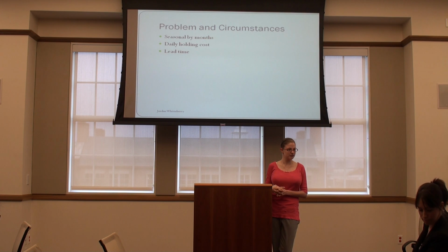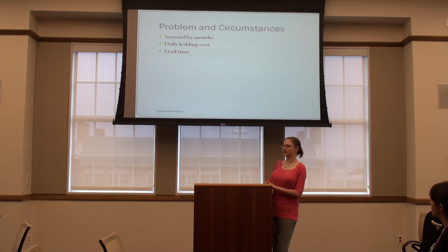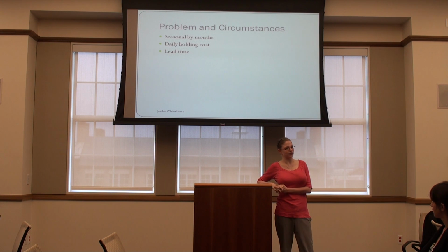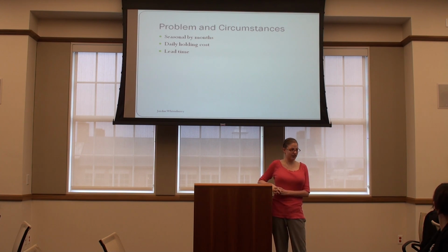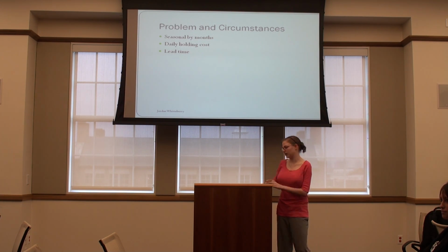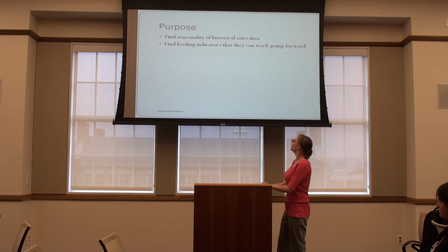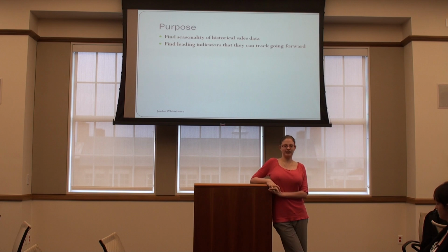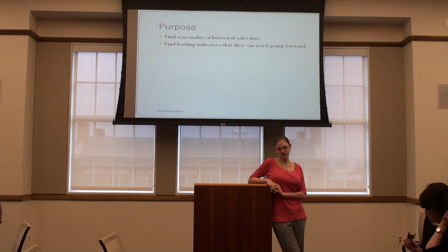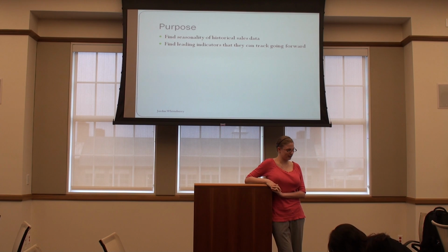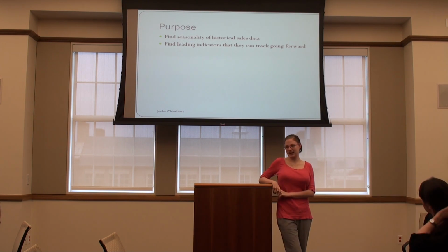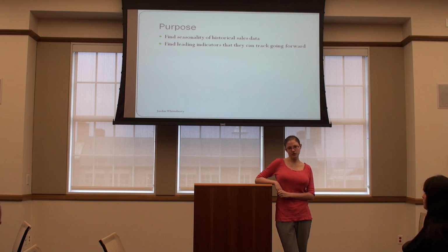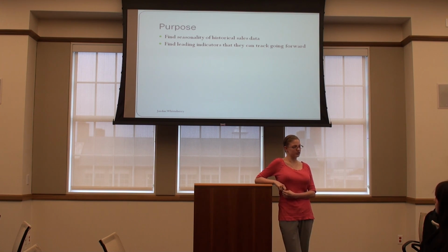There's a daily holding cost for each car, and they have a lead time of 90 days to get the cars over here from Japan. So it takes them a while. They have to know in advance, and so it becomes a complex problem. So my purpose was to find the seasonality index of each month based upon their historical sales data, and to find leading indicators that they can then track going forward to better forecast what their sales are going to be, which then impacts how much they order.